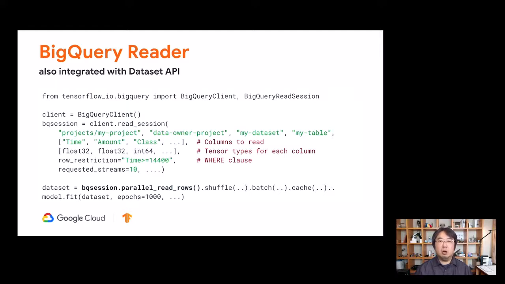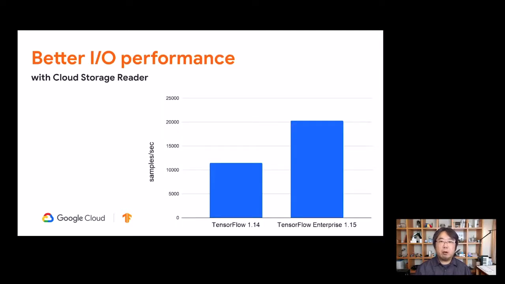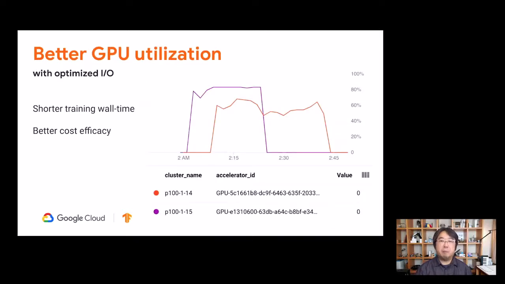Likewise, you can get optimal performance with the BigQuery Reader, which provides easy client APIs like you're seeing on this slide, so that you don't have to spend much time on performance tuning by yourself. This is a comparison graph of the Cloud Storage Reader performance for TensorFlow 1.14 and TensorFlow Enterprise. As you can see, there's a significant difference in IO performance. That means you can pump much more data to GPUs and get a higher GPU utilization rate. This is a benchmark result we got with P100 GPUs with open source TensorFlow 1.14 and TensorFlow Enterprise 1.15. We observed about a 30% difference in the GPU utilization rate.